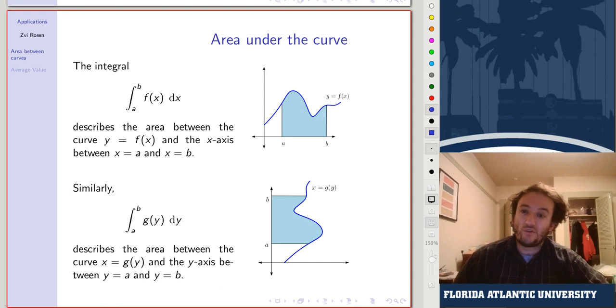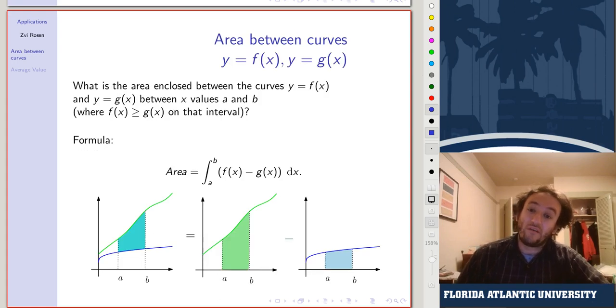We're familiar with the notion of the area under a curve. For instance, the integral from a to b of f of x dx describes the area between the curve y equals f of x and the x-axis between x equals a and x equals b. Similarly, the integral from a to b of g of y dy describes the area between the curve x equals g of y and the y-axis between y equals a and y equals b. Okay?